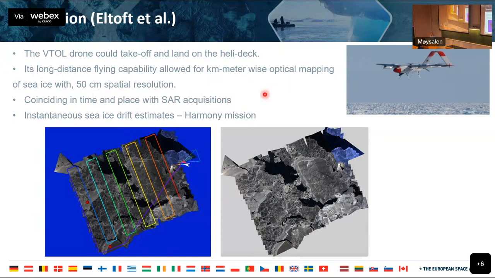Because this was a satellite image validation campaign, we ensured that the drones were flying at the same time and place as the satellite image acquisitions. And here is some data collected for instantaneous sea ice drift estimates towards the Harmony mission.